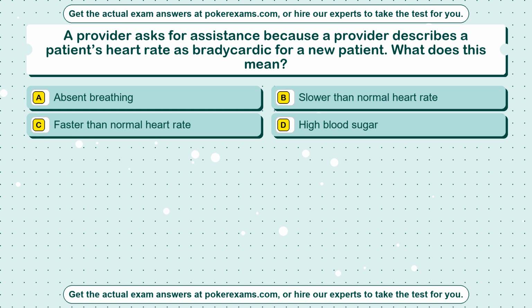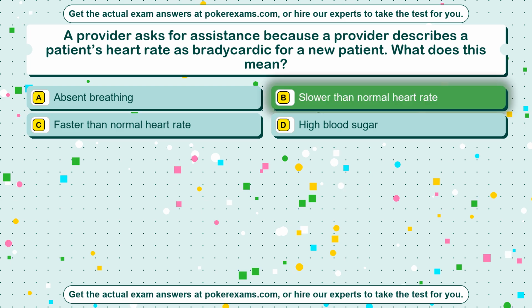Question 51. A provider asks for assistance because a provider describes a patient's heart rate as bradycardic for a new patient. What does this mean? Option A, absent breathing. Option B, slower than normal heart rate. Option C, faster than normal heart rate. Option D, high blood sugar.